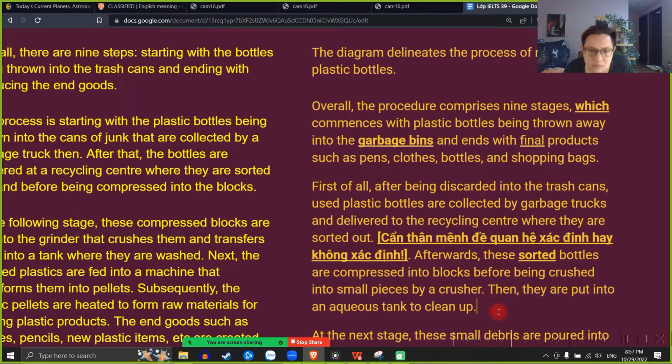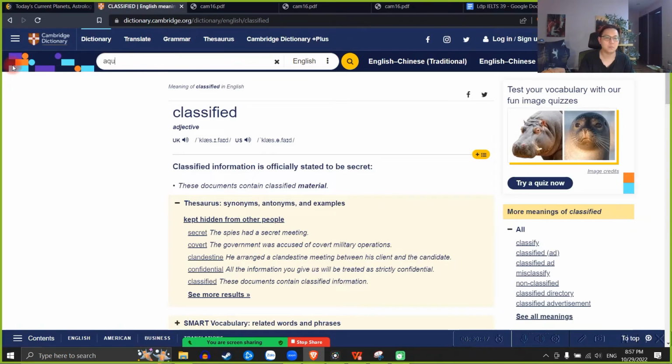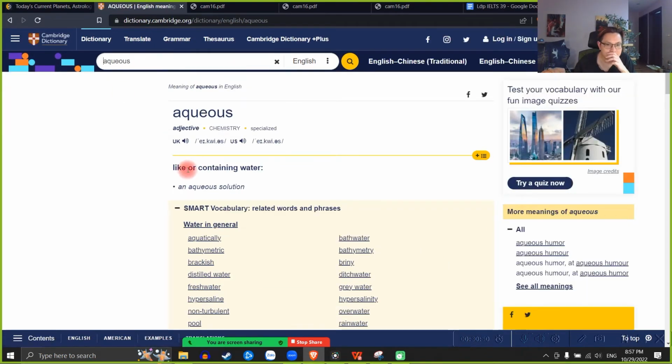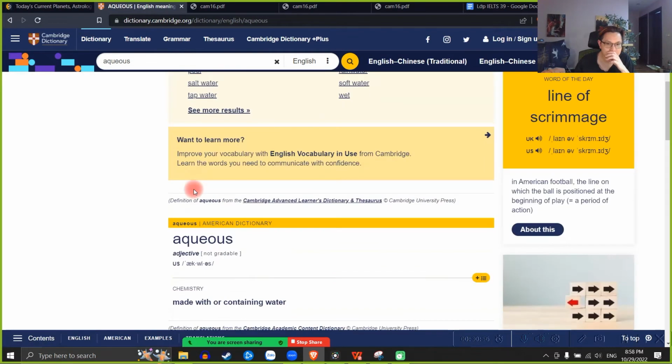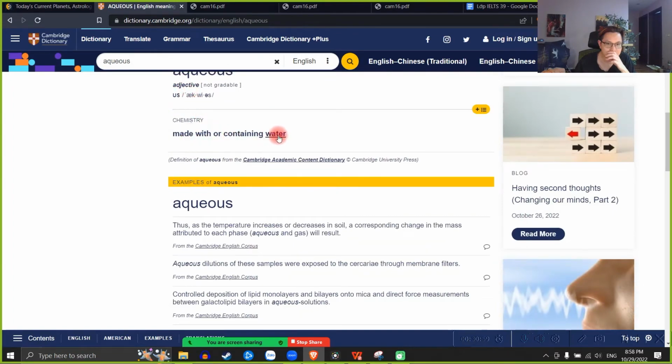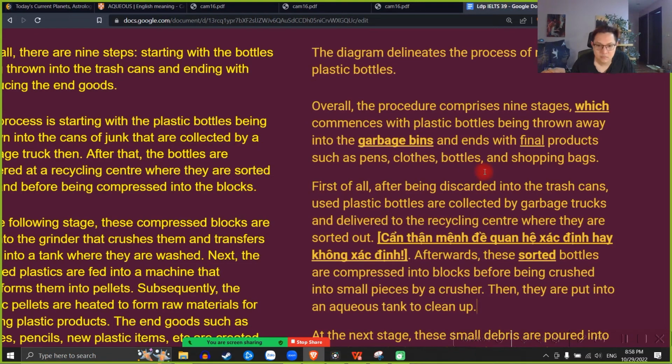And they're put into aqueous tank to clean up. Dung dịch chứa nước, aqueous nè. Ok, dung dịch chứa nước, ok. Cái hồ chứa nước, an aqueous tank means like a tank that contains water. Or I think you can use the word watery, it's an adjective. Có thể dùng chữ watery, nó ổn hơn I think.